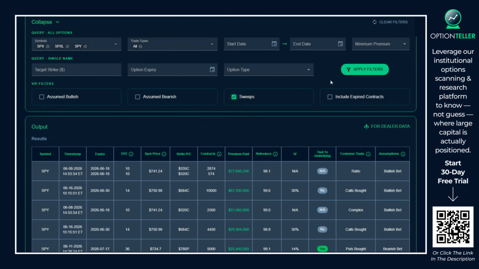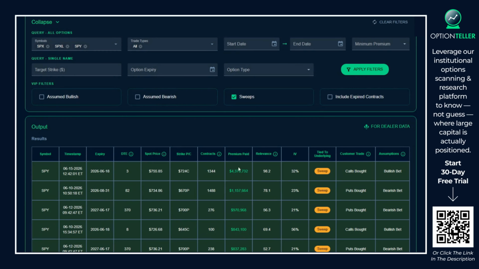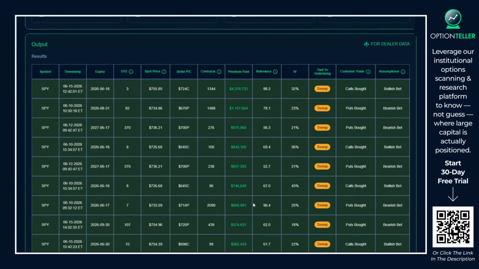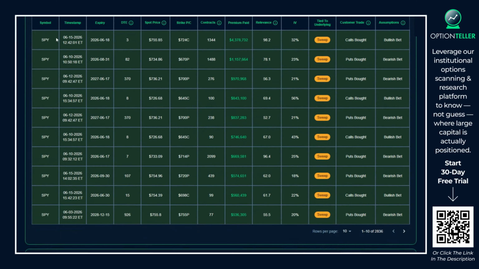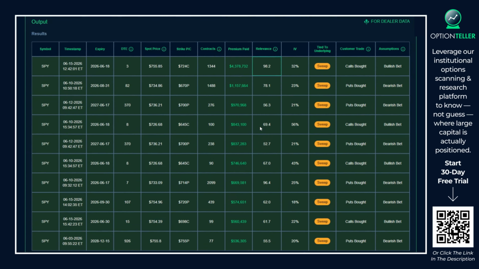You will notice that sometimes these rows are highlighted in a darker green. That means that there was a sweep. So right here we see on June 15th, there was a 3 DTE sweep of $724 strike calls. And there were 1344 contracts. So this has a very high relevance of 98.2. Someone was very bullish on June 15th.